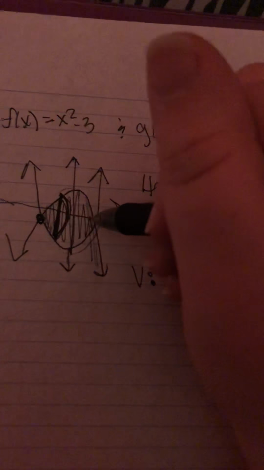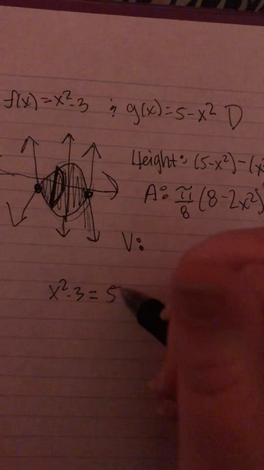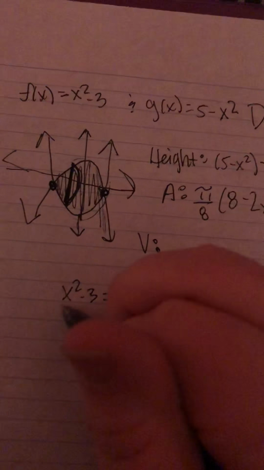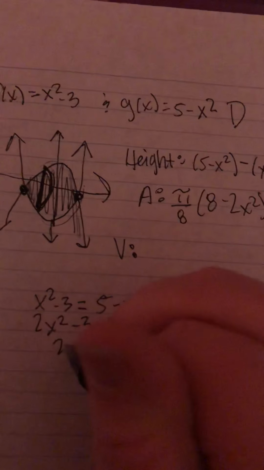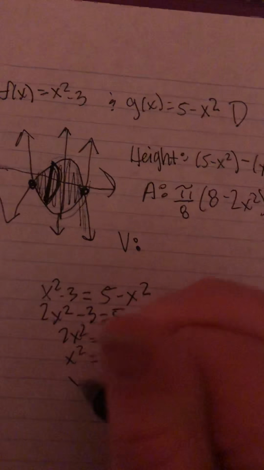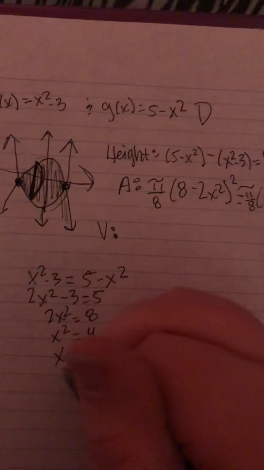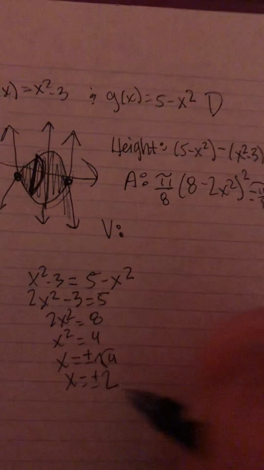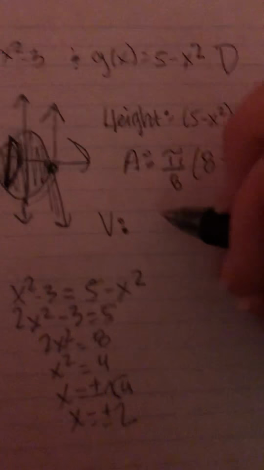Now to find that, we need to find what our interval is. And what we will do is we set x squared minus 3 equal to 5 minus x squared. We get x squared minus 3 equals 5 minus x squared, 2x squared equals 8, x squared equals 4, x equals plus or minus the square root of 4, which means x equals plus or minus 2. So those are our upper and lower limits.